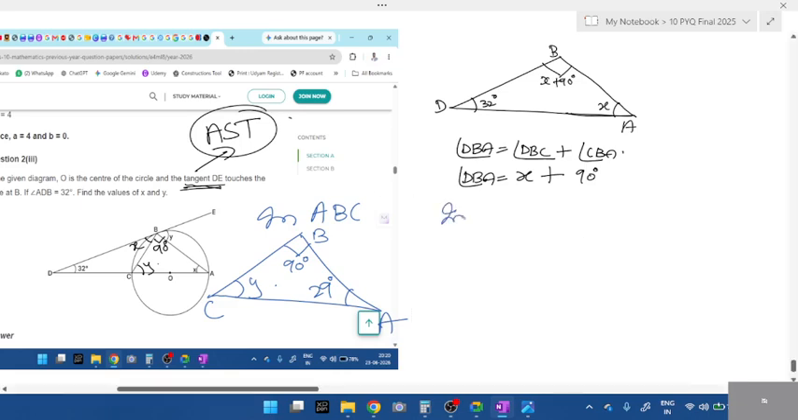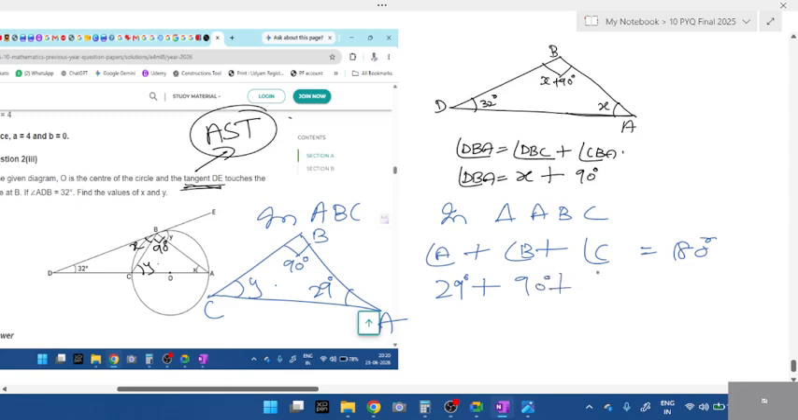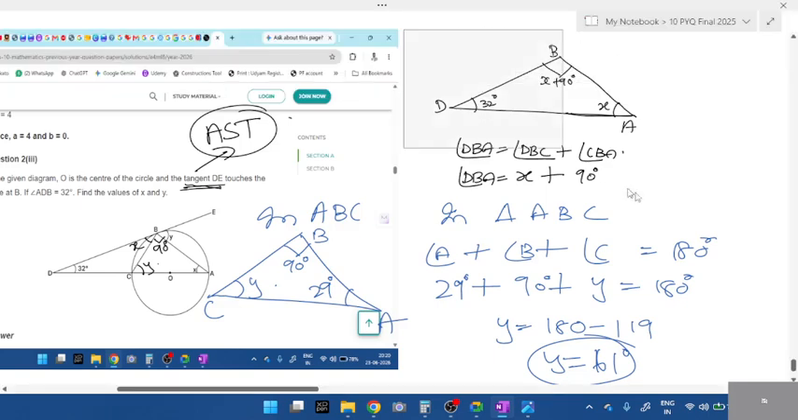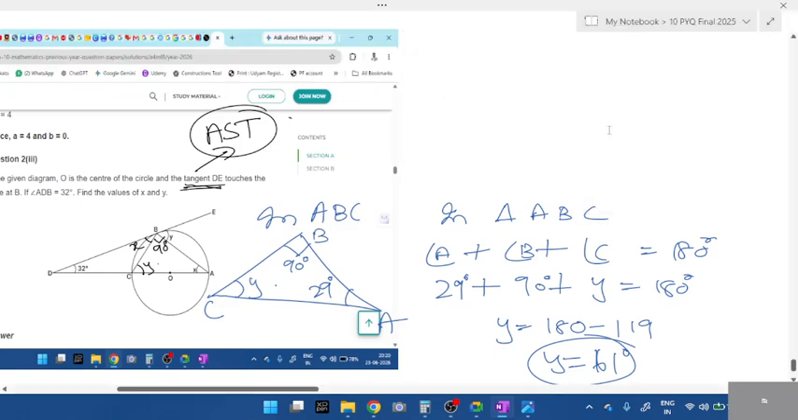Completed. Then write the statement: in triangle ABC, use sum of interior angles. Angle A plus angle B plus angle C is equal to 180. What is angle A, students? Angle A was X, 29. Angle B was 90. Angle C is Y. So Y is equal to 180 minus (90 plus 29), which is 180 minus 119. That is 61 degrees.